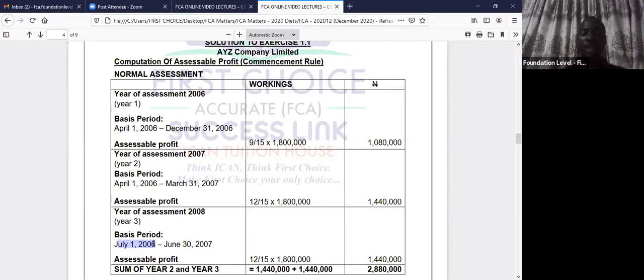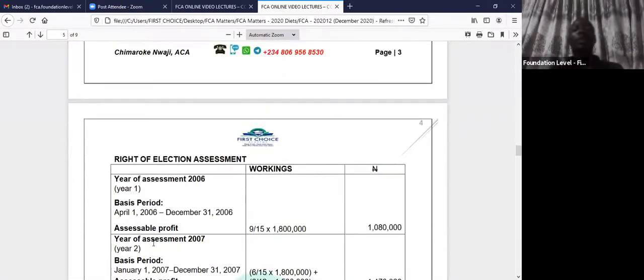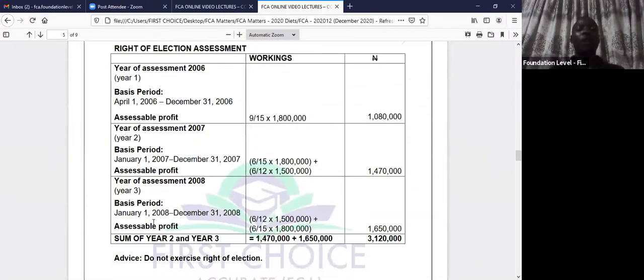However, from the fourth year, you see that the normal basis period will be followed without any problem. Let's look at the right of election. We said the right of election, we are considering only year 2 and year 3, so we ignore year 1 because this is a copy and paste of this year 1 of that other one.